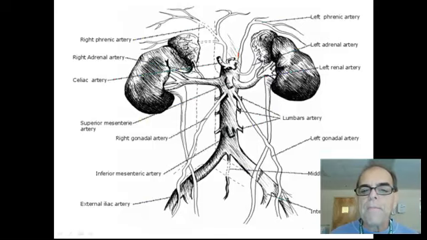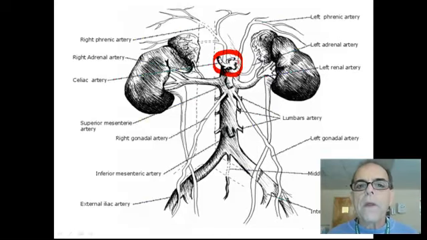the first and very important one is the celiac trunk. The celiac trunk gives other branches. The most important branches of the celiac trunk are three: the hepatic artery or common hepatic artery, the splenic artery that goes to the spleen but gives a lot of branches, and the left gastric artery. These are the three branches.